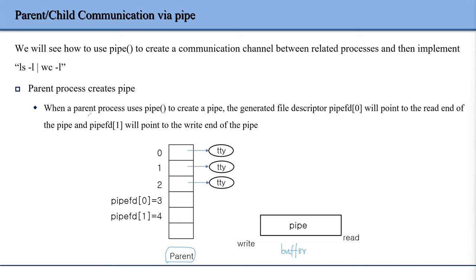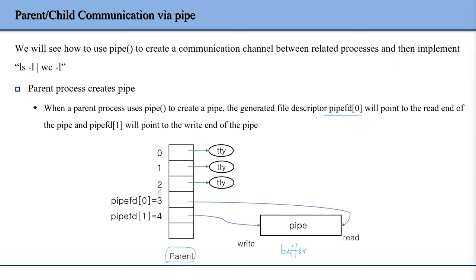So basically, when a parent process uses pipe to create a pipe, the generated file descriptors are here: the pipe file descriptor zero will point to the read end of the pipe, and the FD1 will point to the write end of the pipe. So it looks like this.